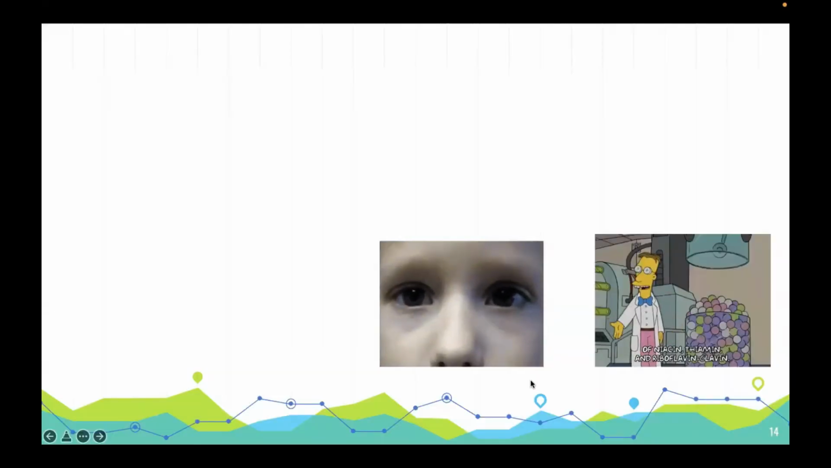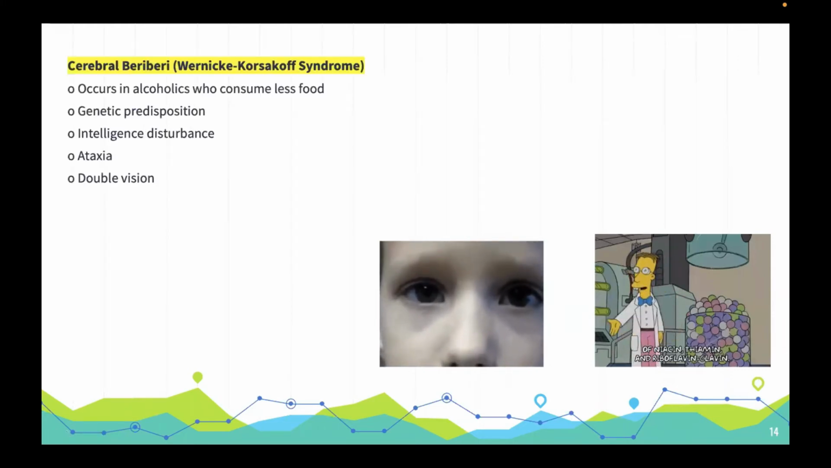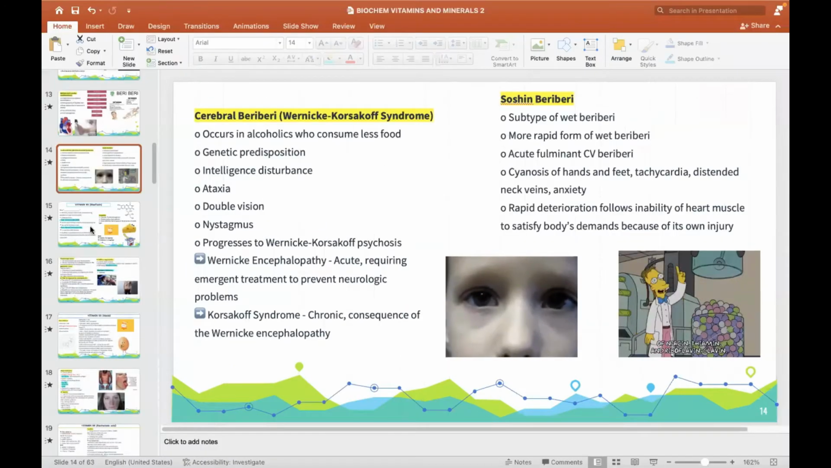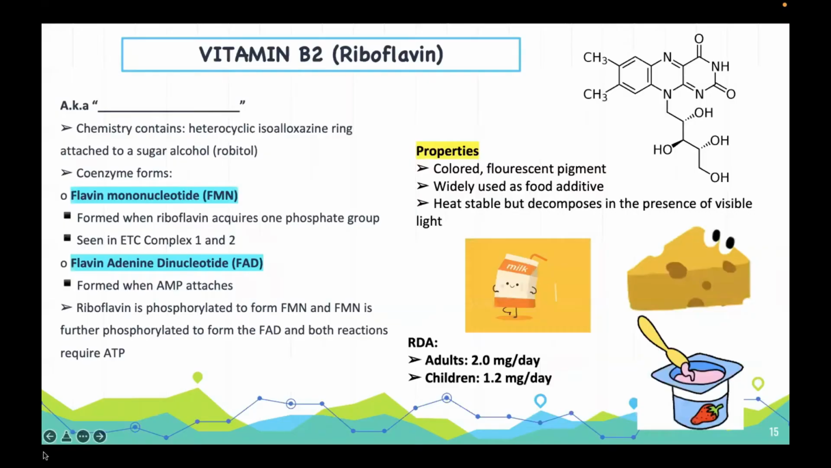Okay, so now let us proceed with our next vitamin B complex. We're done discussing your vitamin B1. Proceed na po tayo sa ating vitamin B2, which is what we call your riboflavin. Again, vitamin B2, riboflavin. It is also known as your vitamin G or lactoflavin.